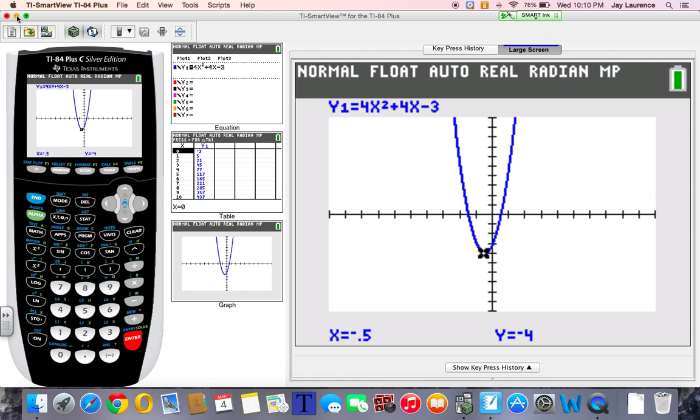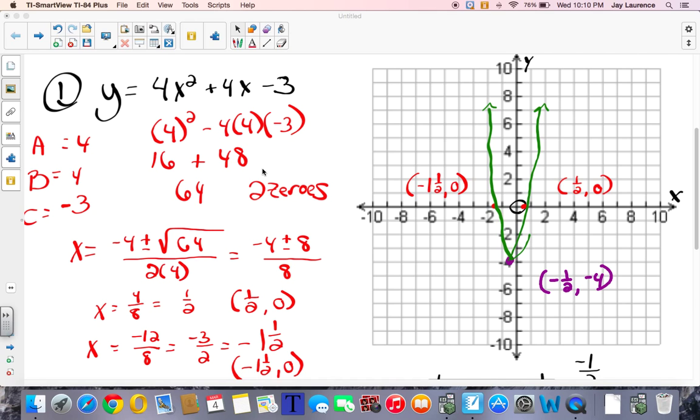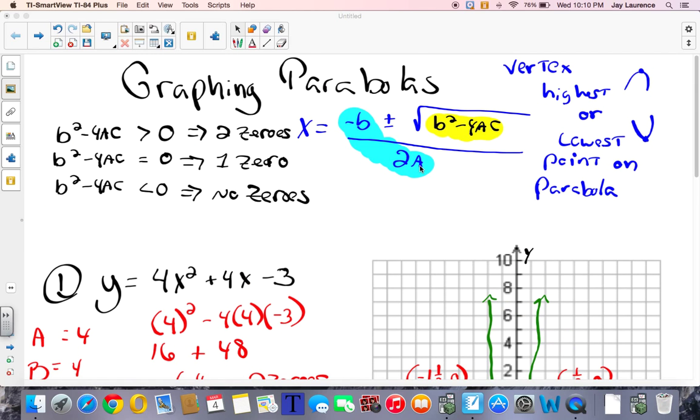So what did I do? The first thing I did was find how many zeros there were by using the discriminant. Then I went ahead and found the actual zeros by using the entire quadratic formula. Finally, I found the x-coordinate of the vertex by taking negative b over 2a, and then plugging that number into the original equation, and this told me the y-coordinate of the vertex.